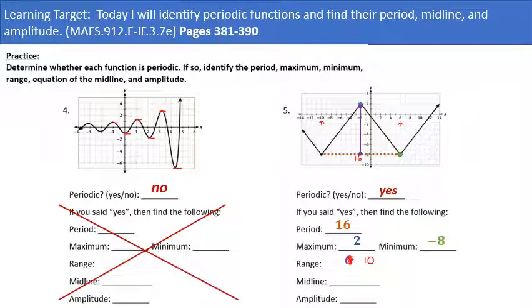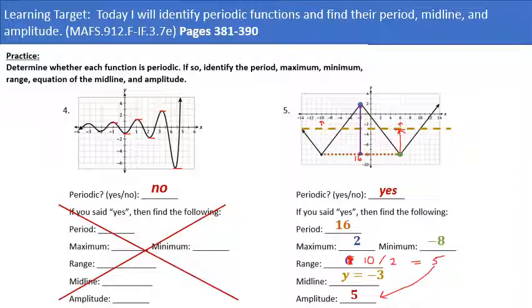Let's go ahead and find the midline. So we take that 10 and cut it in half. So that would be 5. Remember, that's not the midline. That's the amplitude. What we have to do is take that 5, and I think it's easier here from -8 to go up 5 units. 1, 2, 3, 4, 5. There's our midline. It should be right there, which is at -3. So y equals -3 is the midline. And of course, the amplitude we just said was 5.